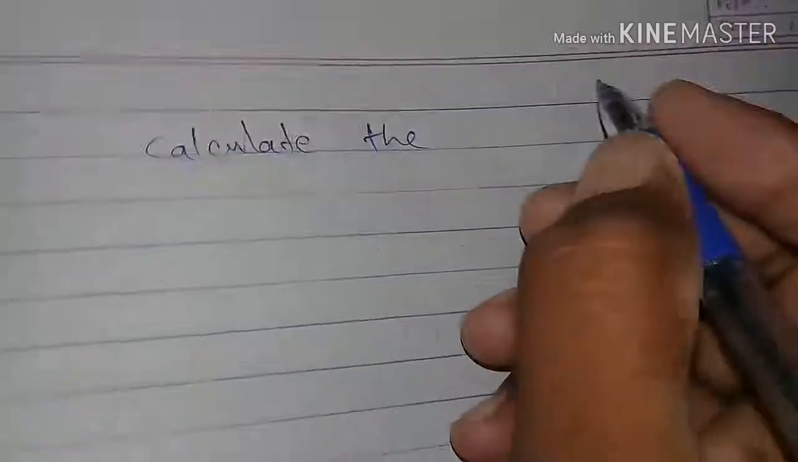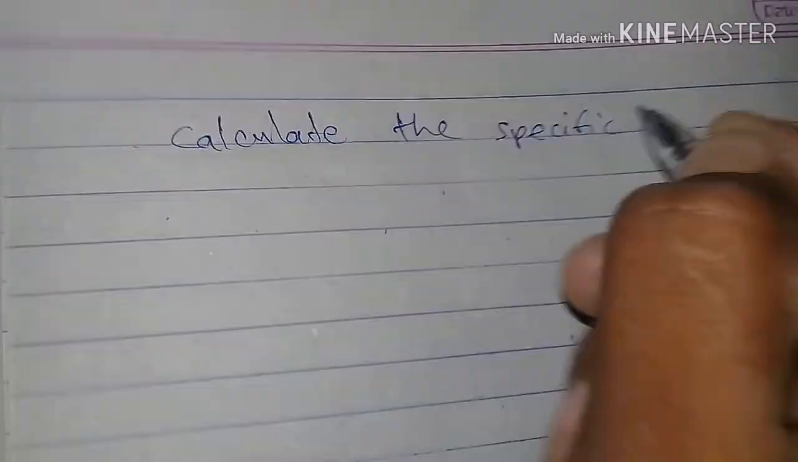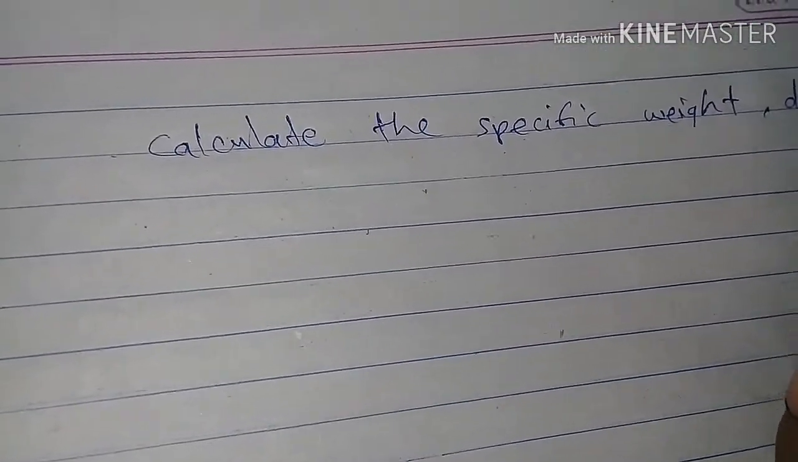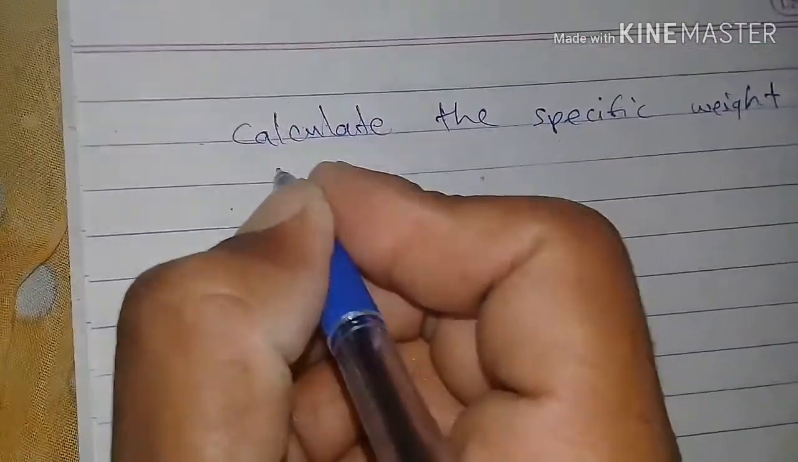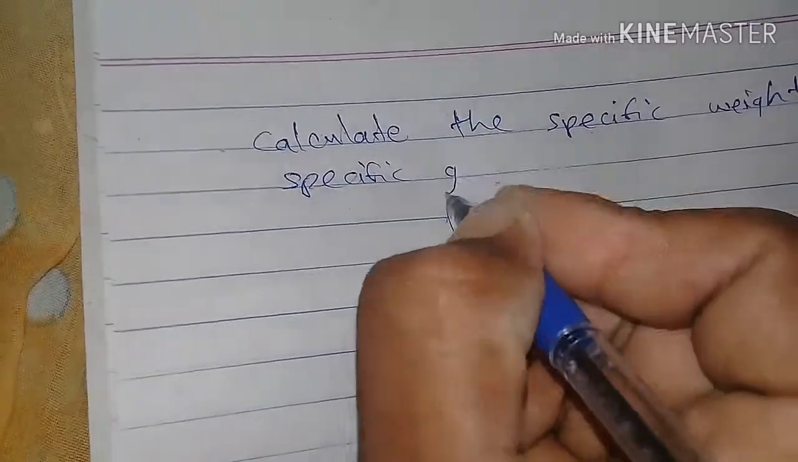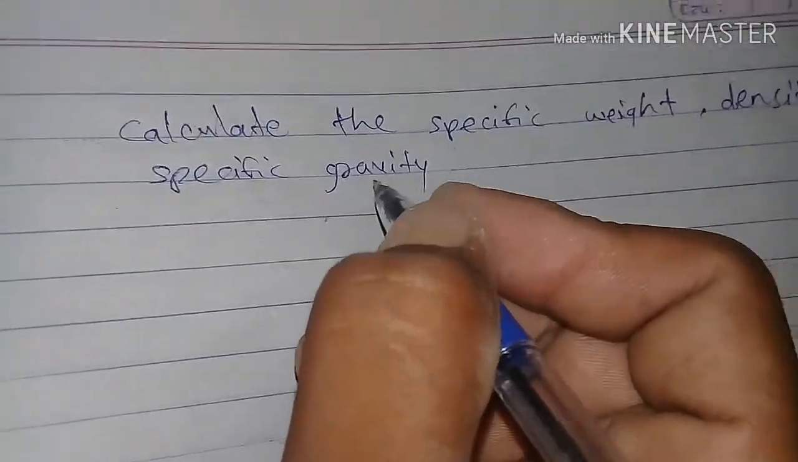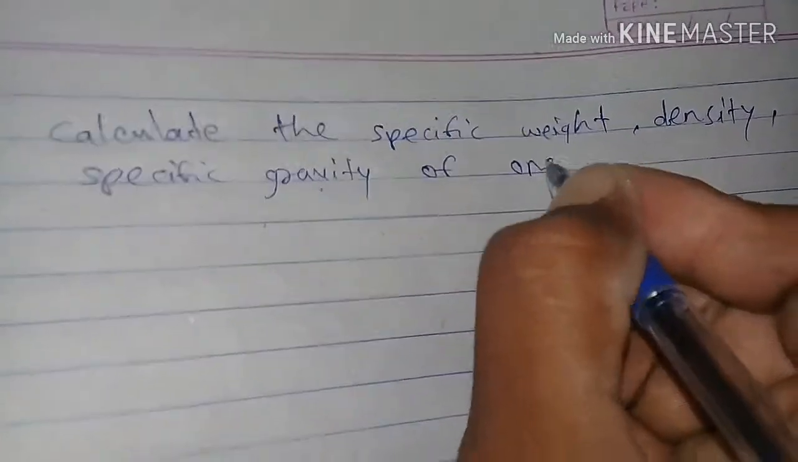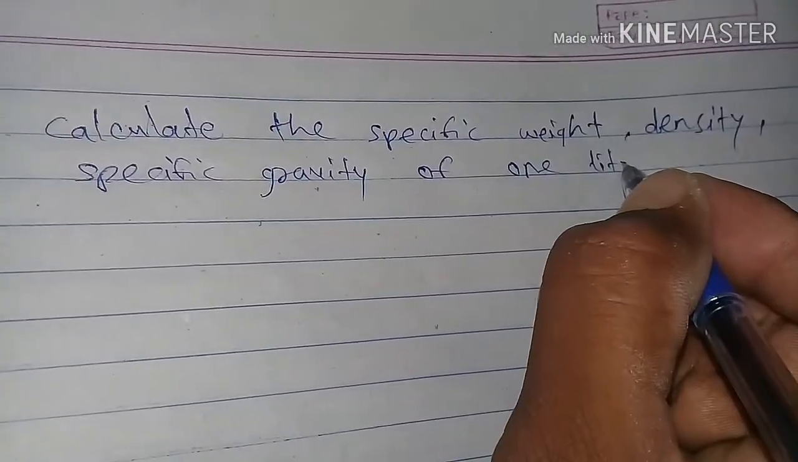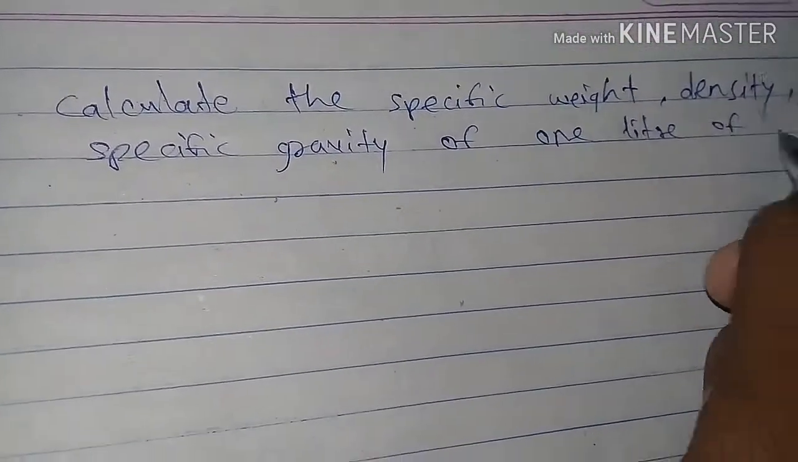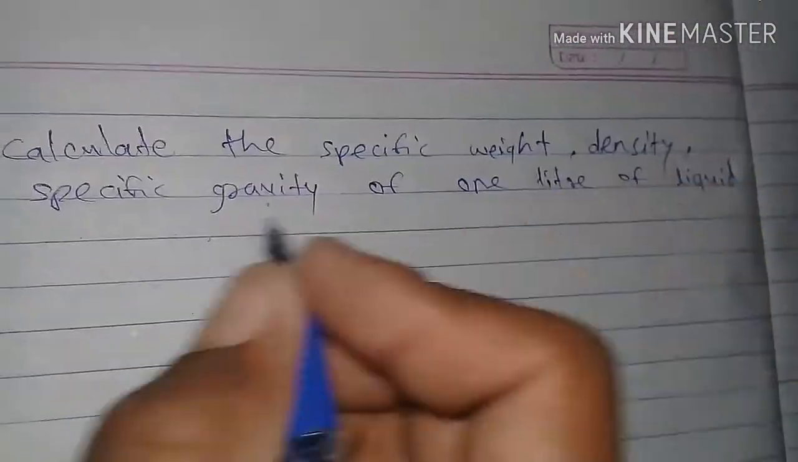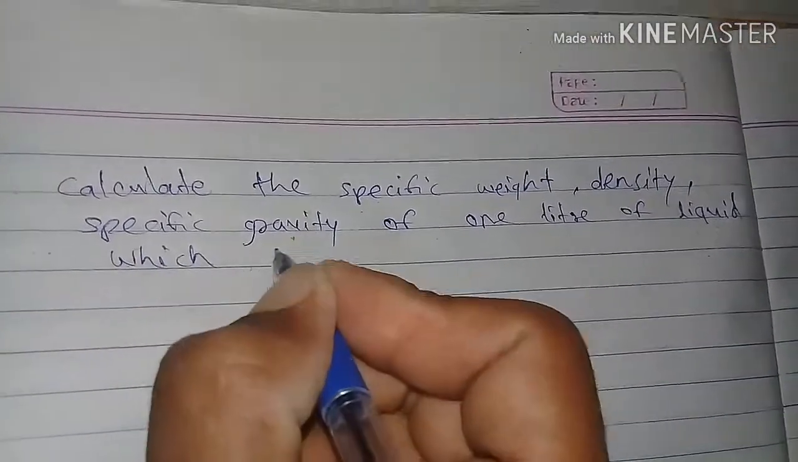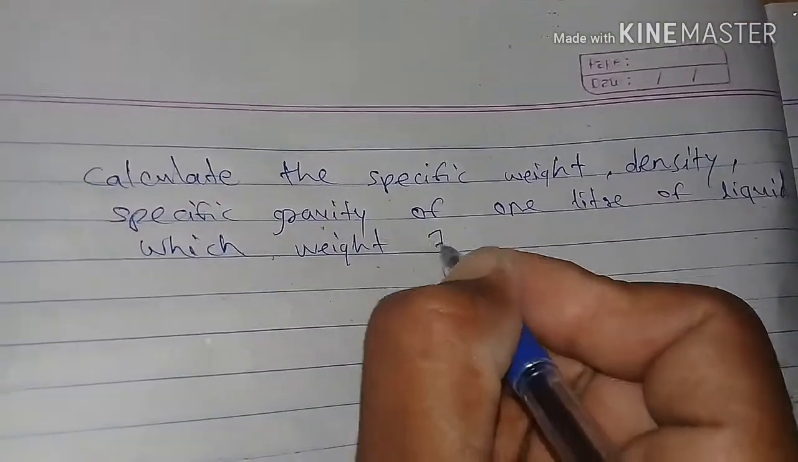Calculate the specific weight, density, and specific gravity of 1 liter of liquid which weighs 7 Newton.